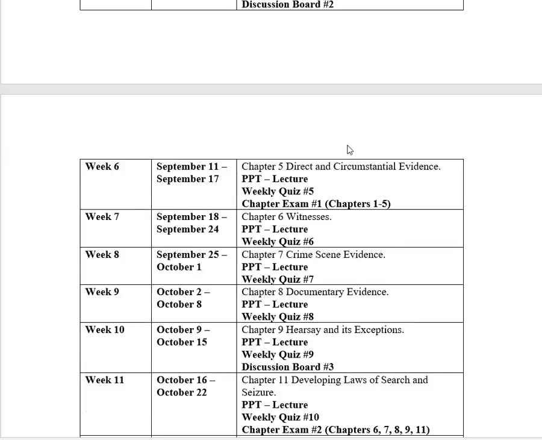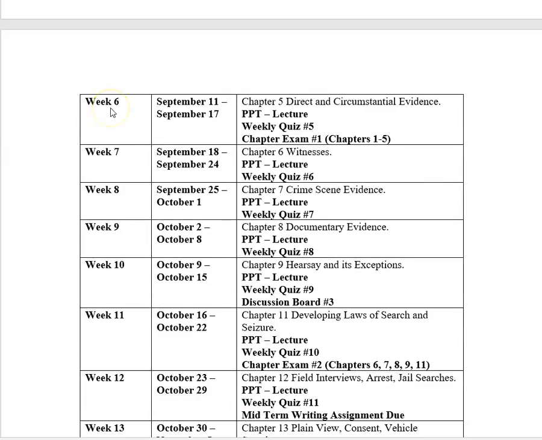And let's go down to where there's a chapter exam. So look at week 6. Remember I talked about sometimes there might be a chapter exam with a quiz? Well, week 6, we're going to cover chapter 5. That's the lecture, the reading, the blah, blah, blah. Then there's going to be the weekly quiz on chapter 5. And then you're going to take your chapter exam, which is going to cover chapter 1 through 5. Does that make sense to everybody?